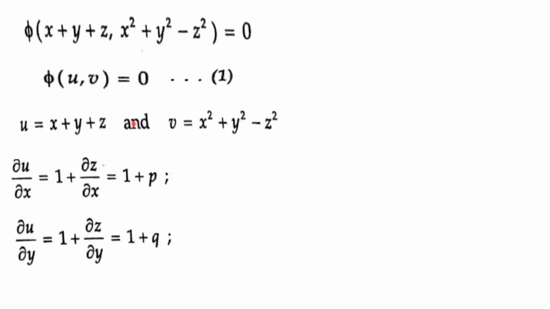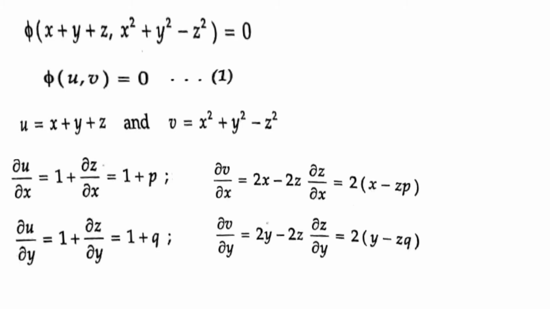Next, we'll differentiate v partially with respect to x and y. So what do you get when you differentiate v partially with respect to x? Dou v by dou x is equal to 2x, since differentiation of x square with respect to x is 2x. Differentiation of y square with respect to x is 0. Differentiation of minus z square is minus 2z, and differentiation of z with respect to x is dou z by dou x, which, as we know from the notation, is equal to p. So you get 2 into x minus zp. You can take 2 as a common term, into x minus zp.